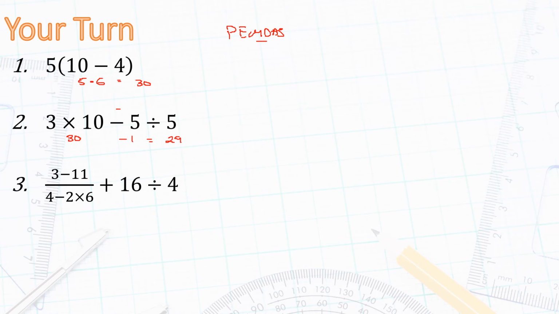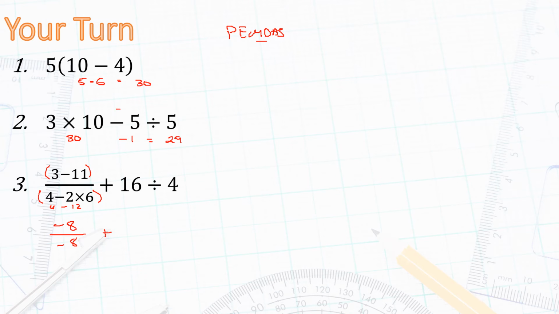And then the last one, if you have a fraction, you can consider the numerator and the denominator to be in their own parentheses. So you would sort those things out first before you would think about getting rid of the fraction. So 3 minus 11 is negative 8. So you've got 4 minus 2 times 6. And if you're inside of a parentheses, you start over again. So inside the parentheses, we've got 4 minus 2 times 6. The multiplication division comes first. So this would be 4 minus 12. And 4 minus 12 is also negative 8.